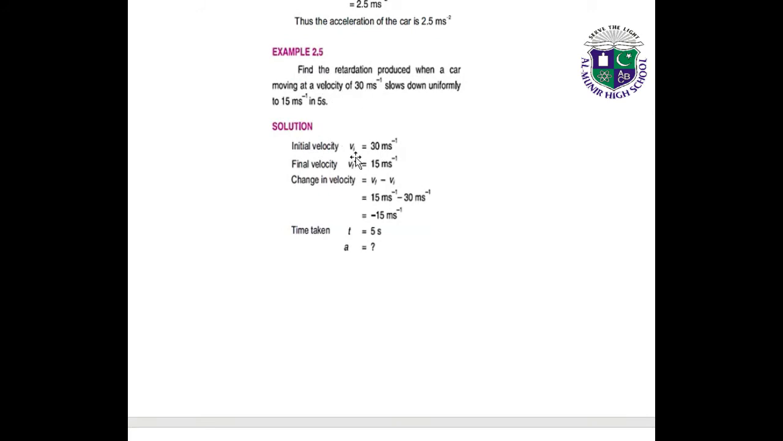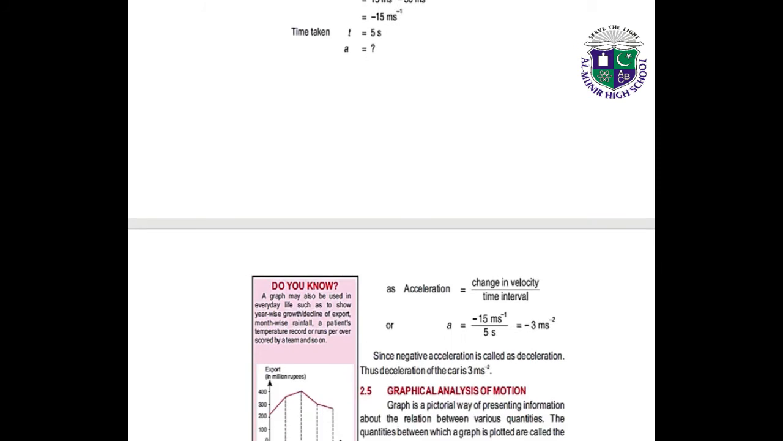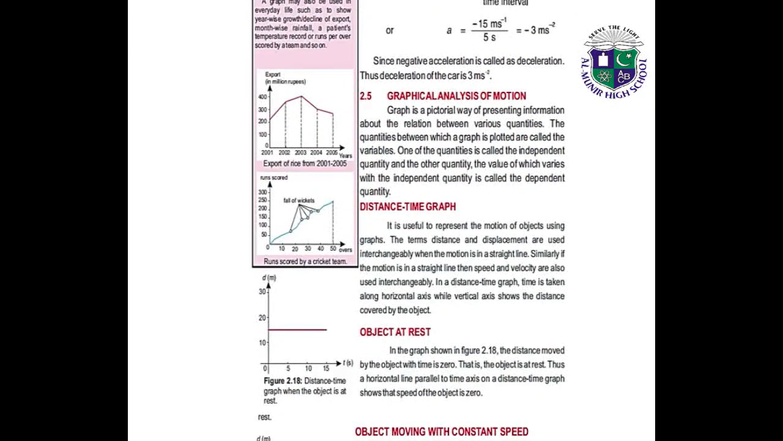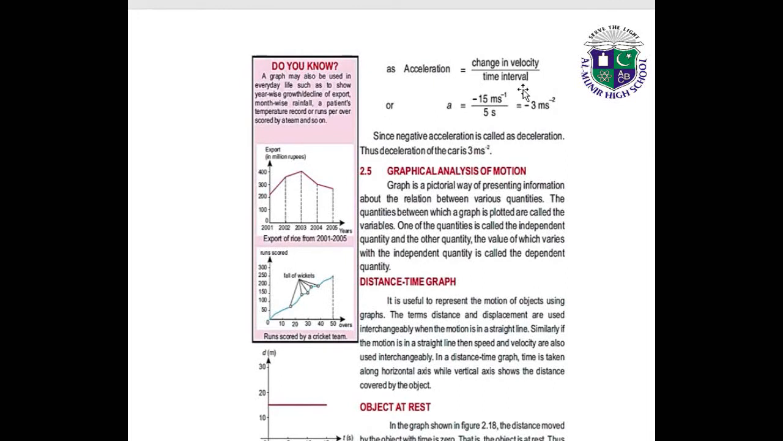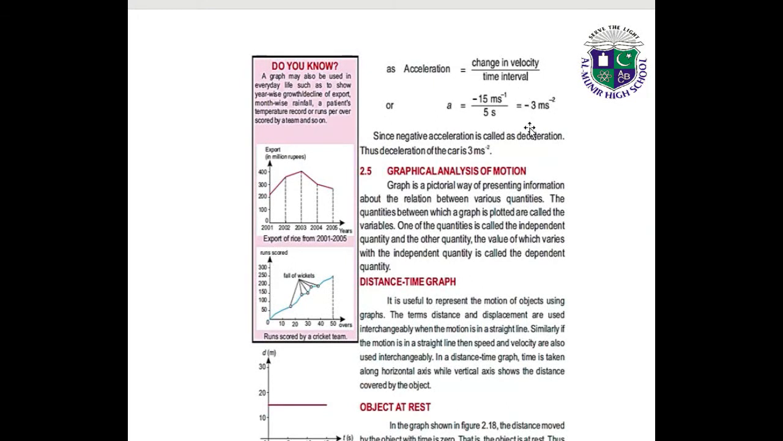Next example, find out the negative acceleration. Initial velocity is given, which is 30 meter per second. Final velocity will be 15 meter per second, which is also given. First of all, we will find the change in velocity: 15 minus 30, the answer will be minus 15. Time is also given. We have to find out the acceleration. So acceleration is change in velocity over time interval. So our answer will be minus 3. Since negative acceleration is also a deceleration, the deceleration of the car is 3 meter per second square.